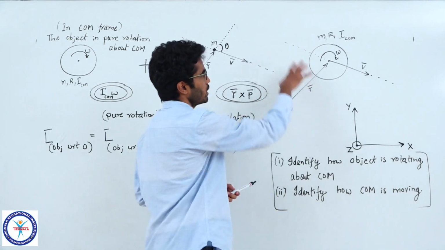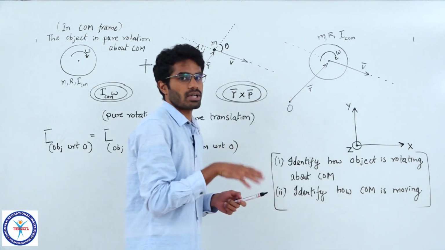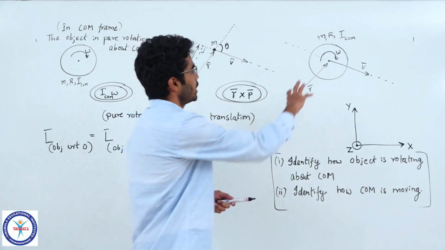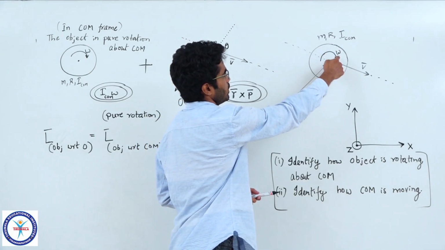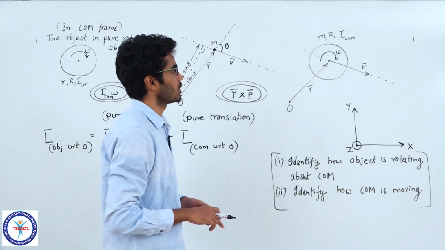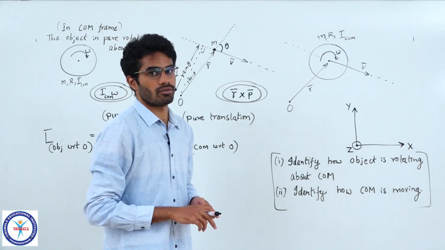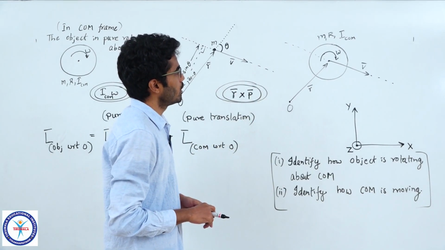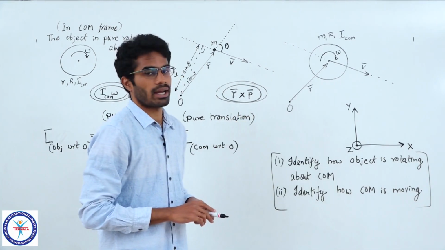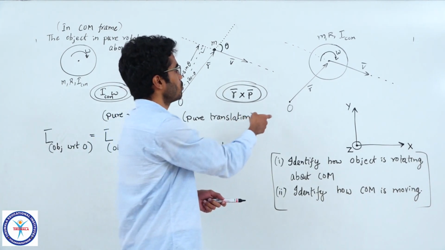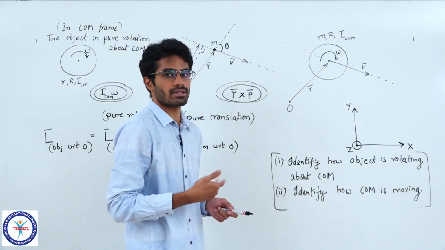It is moving along this line. It has translation. Also, it is rotating. That is indicated by the omega here. As we see it, it is clockwise for us. Now, for such an object, how do you write the angular momentum expression about any given point such as O, an exterior point?